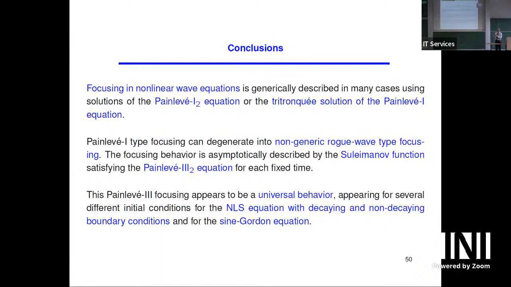Now, if you take the NLS focusing and you tune everything just right, you can get all these Peregrine breathers to go to the same location. You suddenly get this rogue wave behavior that's described by this limiting function I call the Suleimanov function, and it is related to the Painleve-III equation. In the last few years, we've seen this come up in many different places. Examples include the NLS equation, both with decaying and non-decaying data, and the sine-Gordon equation. I think this really is going to be a universal type of behavior. So thank you very much.